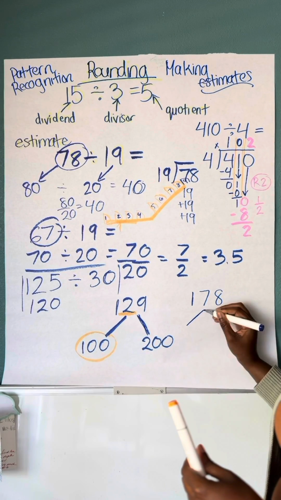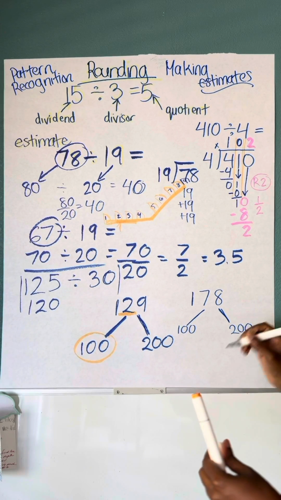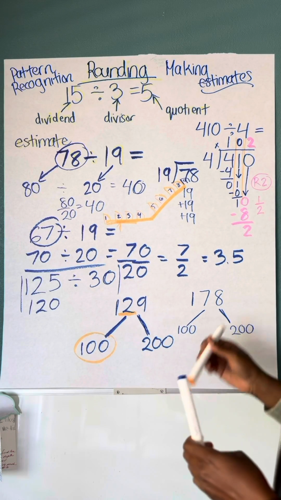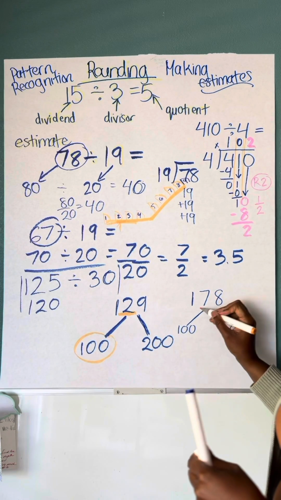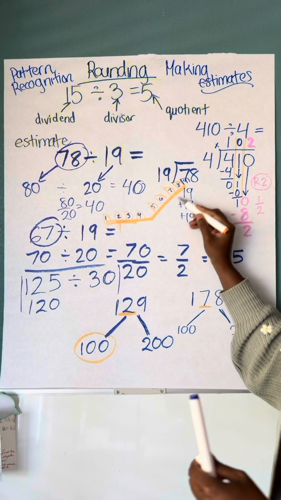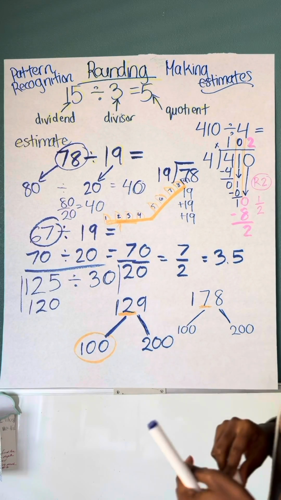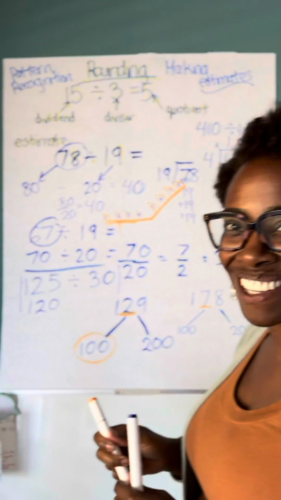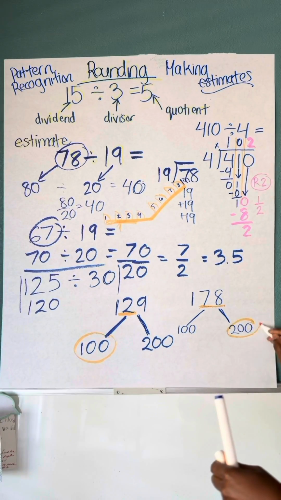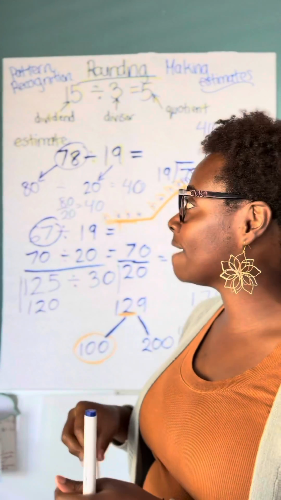Now, if we have the number 178, we're still between 100 and 200. Let's look at the tens place. Is this a number we round up or round down? You say, oh, 7, that's going up the roller coaster. So 178 is closer to 200. The kids really enjoy rounding numbers this way.